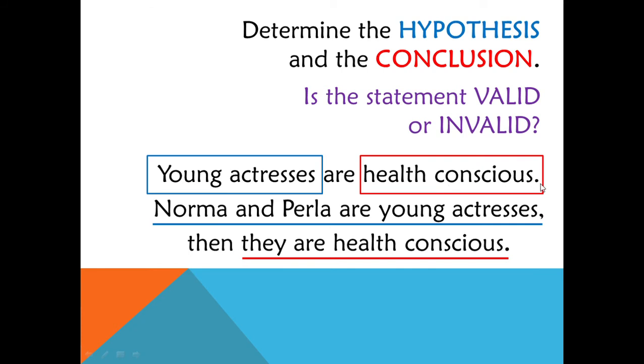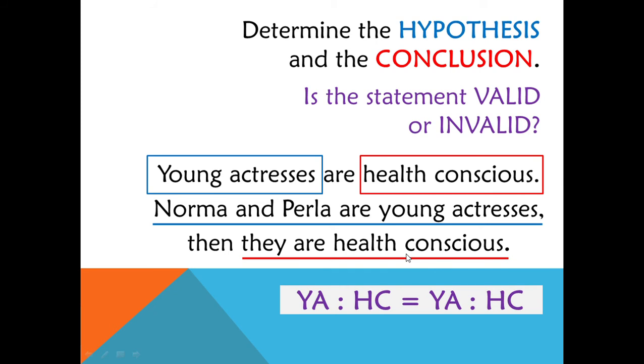Equals, yung equals natin, yun po yung period. Okay? Equals, ang unang binanggit naman para sa second ratio natin ay young actresses, so YA is to HC. So, yun po yung magiging proportion natin. Now, take a look at our proportion.